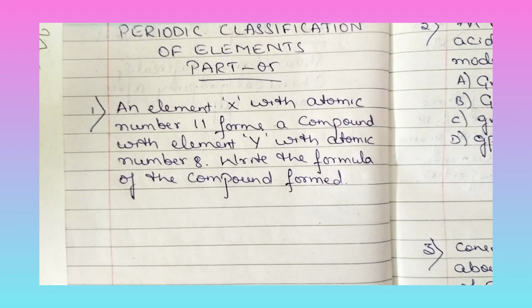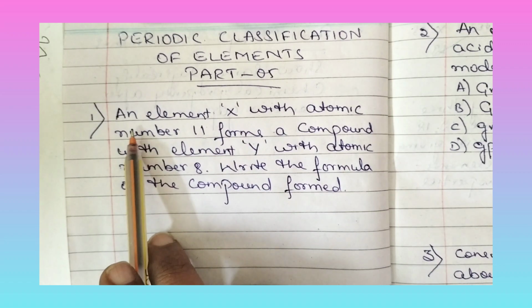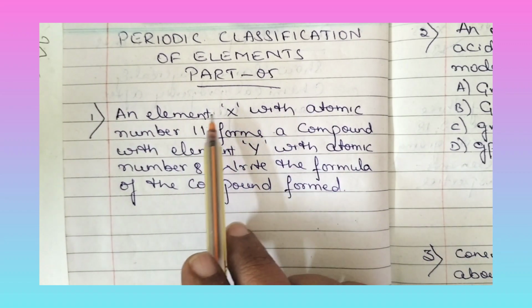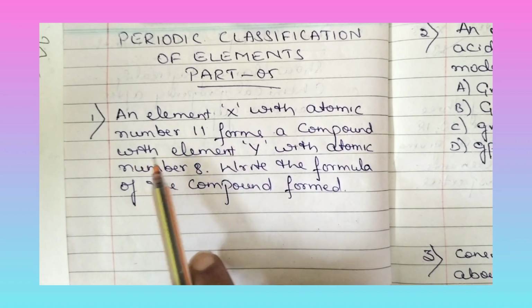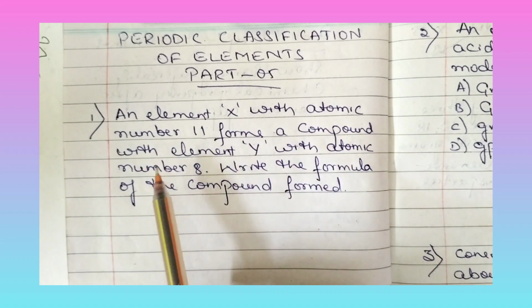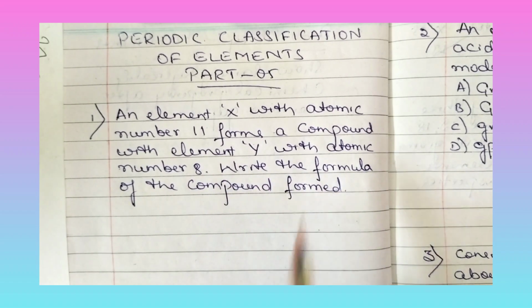So in this video we are going to continue class 10th science periodic classification of elements. This is part 5. So let us answer some of the questions in part 5. The first question in part 5 is: an element X with atomic number 11 forms a compound with element Y with atomic number 8. Write the formula of the compound formed.